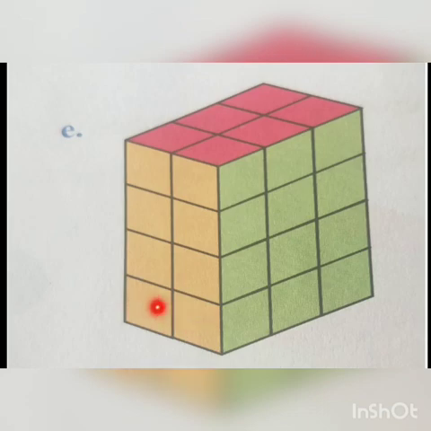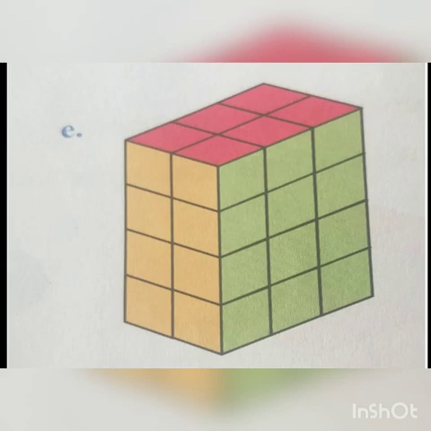Now here, how much? Here 2, here 1, 2, 3. Then here, how much? 1, 2, 3, 4. So how much? 2 into 3, 6. 6 into 4, 24. So 24 is the volume of this cube. So these all have a perfect cube shape, isn't it? So we can find out the volume by counting in this way.